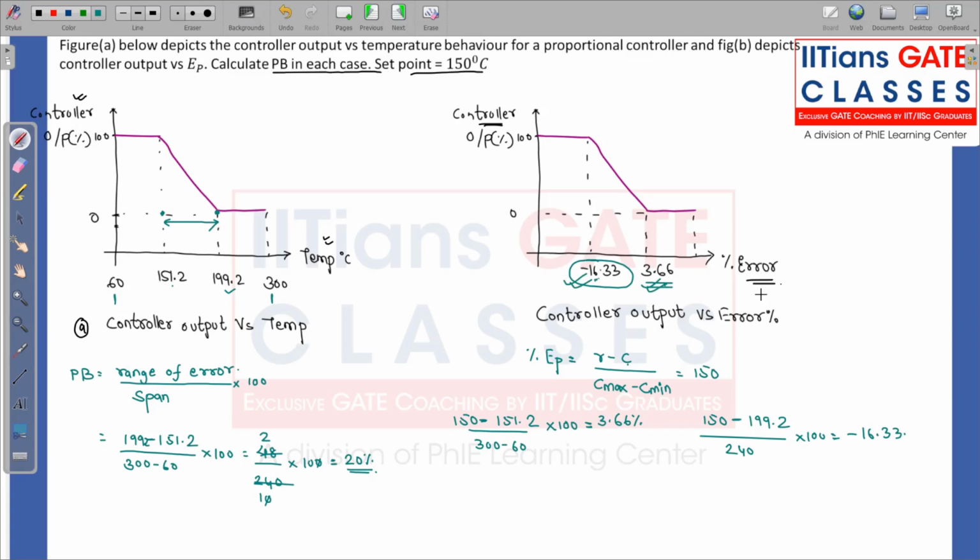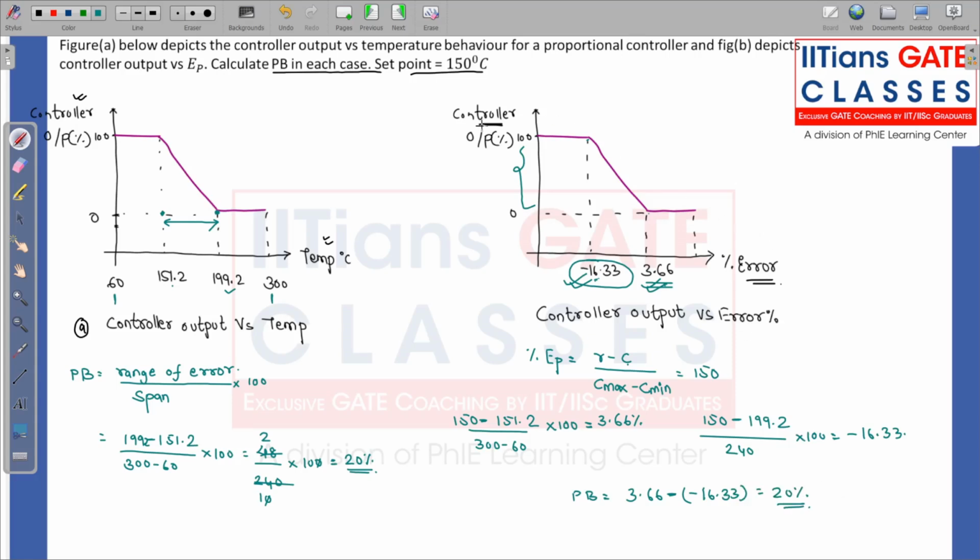So if in the question this is asked to you, so basically proportional band is what? It is the range of error for which controller output swings between 0 to 100. So for 0, the range of error is 3.66%, and for 100%, it is minus 16.33. So if you add these two, it will come out to be approximately 20%.